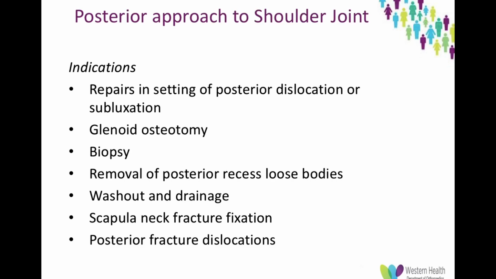So starting with the posterior approach to the shoulder joint itself, the indications for this approach are repairs in the setting of posterior dislocation or subluxation, glenoid osteotomy, biopsy, removal of posterior recess loose bodies, washout and drainage of the shoulder joint, scapular neck fracture fixation, and also posterior fracture dislocations of the shoulder.